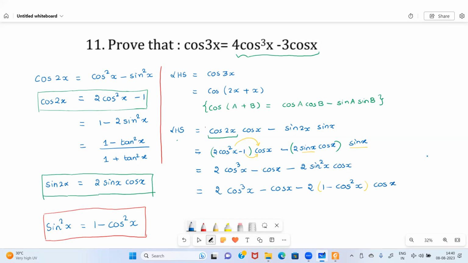Into the cos x which is there. So the sin square x, I'm writing it as 1 minus cos square x. So what we have got now, 2 cos cube x minus cos x minus, if you see, just observe carefully, this is 2 cos x multiplied with 1. So what do you get? 2 cos x. Then minus into minus becomes plus, plus 2 cos x into cos square x. So that becomes plus 2 cos cube x.